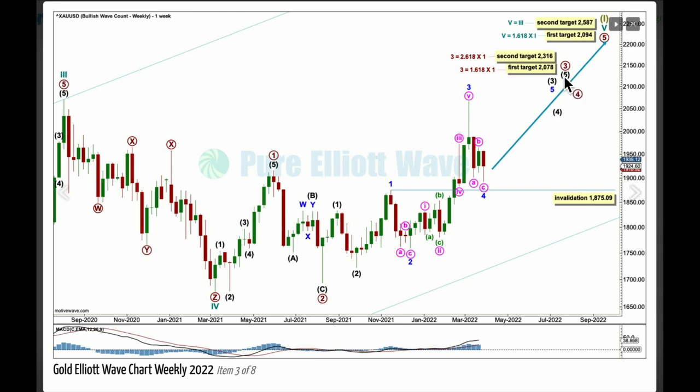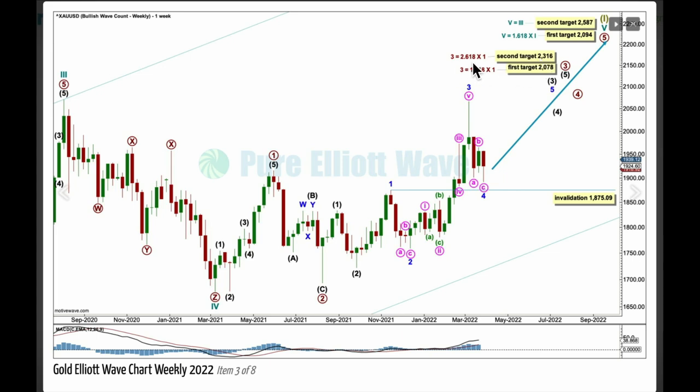I have two sets of targets here for you. The first targets work together, the second targets work together. At 2078, primary 3 would reach 1.618, the length of primary 1. If price gets to this first target and either the structure of primary 3 is incomplete or it just keeps on going up, then attention will turn to the second target.